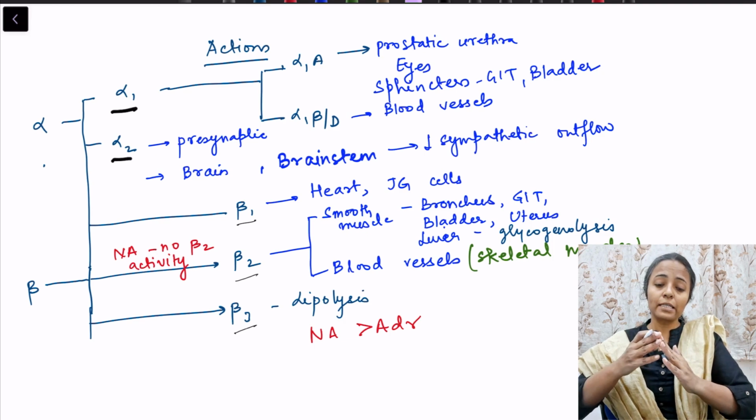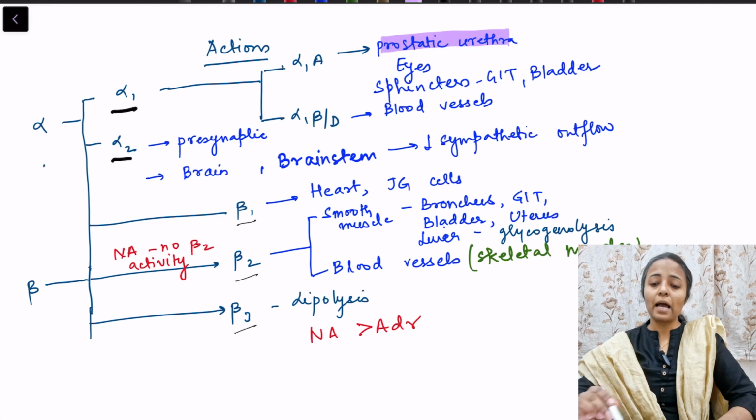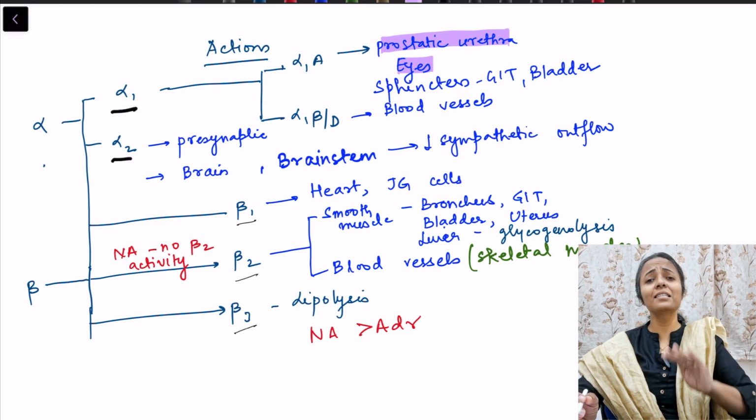Okay, so for example, alpha 1 receptors are present on the prostatic urethra and they are present in the eyes. In the eyes they bring about dilation of the pupil. They are present on the dilator pupillae. Then they are present on the sphincters, that is GIT sphincters and the bladder internal urethral sphincter. So when these receptors are stimulated, they cause a contraction of the sphincter. Simple to remember, the sympathetic system causes decrease in the motility in GIT and bladder. Okay, so obviously there will be sphincteric contraction.